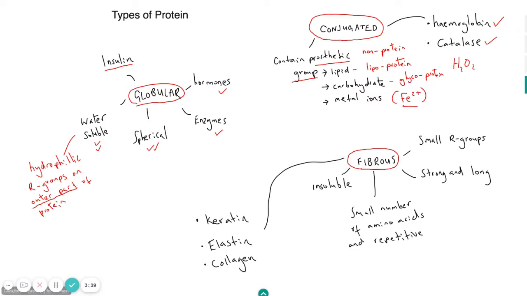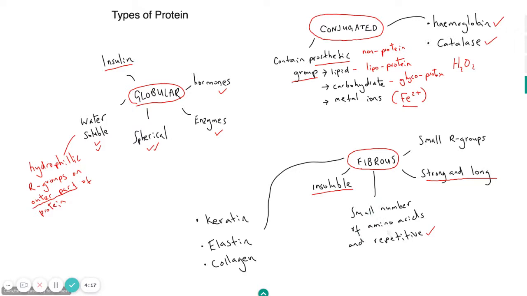Now, something completely different is fibrous. What makes them different is they are insoluble. They do not interact with water. They are very strong and long, and the way they're made is usually by a very small number of amino acids repeating themselves. There are some fibrous proteins which may only be two amino acids repeating themselves over and over again to make this really consistent long structure.